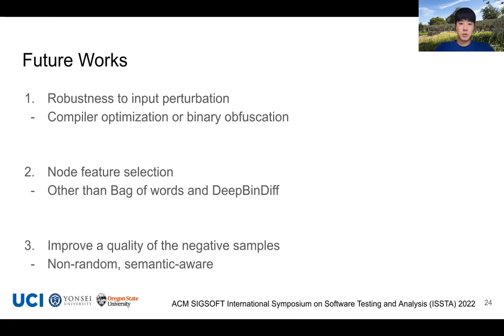Even though XBA shows outstanding performance in generating high-quality embeddings, there are still some areas for improvement. First, many obfuscation techniques have recently been suggested to deceive similarity detecting tools. XBA can be further improved to be robust to those obfuscation techniques. Next, XBA can be implemented with a better node feature than bag of words or DeepBinDiff. And lastly, we can improve the quality of negative samples by using a semantic-aware method.